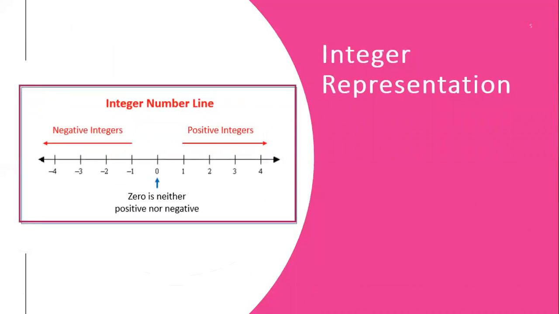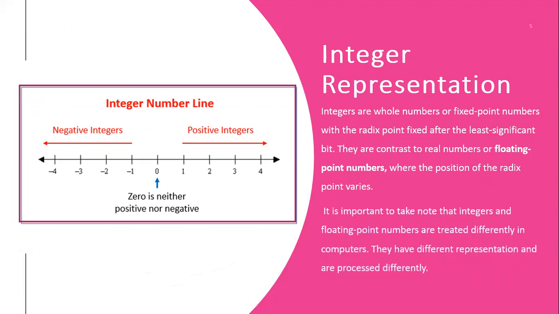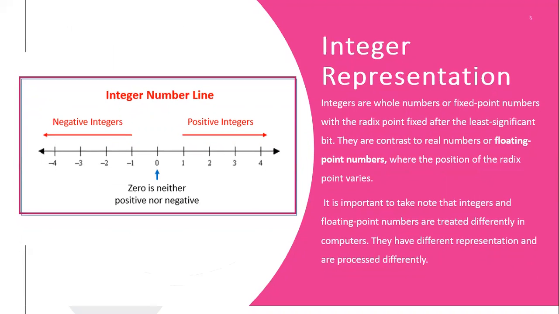First we're going to talk about integer representation, and in this picture you can see the integer number line. It has negative and positive numbers. 0, as we know, is neither positive nor negative. Integers are whole numbers or fixed point numbers with the radix point fixed after the least significant bit. They contrast with real numbers or floating point numbers, which we are going to talk about later on, where the position of the radix point varies. It's important to take note that integers and floating point numbers are treated differently in computers. They have different representations and are processed differently.